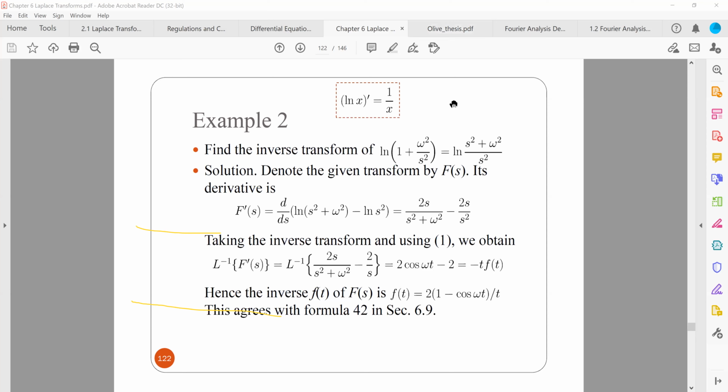Who else was asking? Yes, I was asking. Who is it? Ronald? Yes, this is Ronald. I was asking how you came to inverse L from the first step.